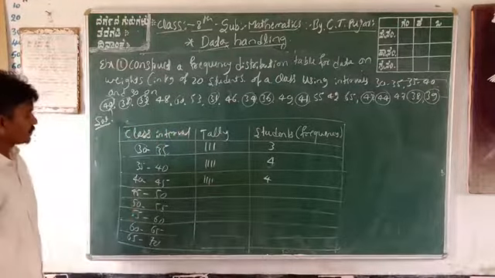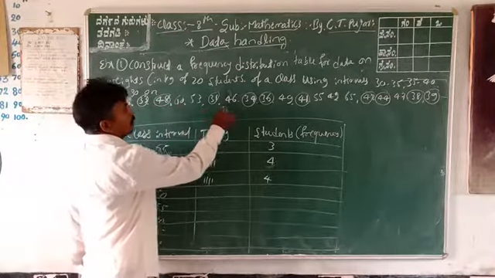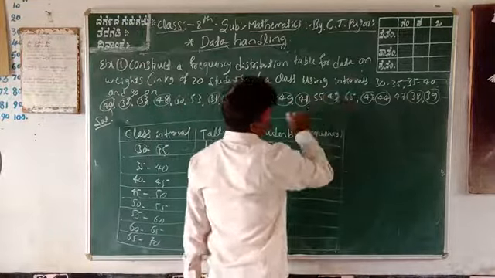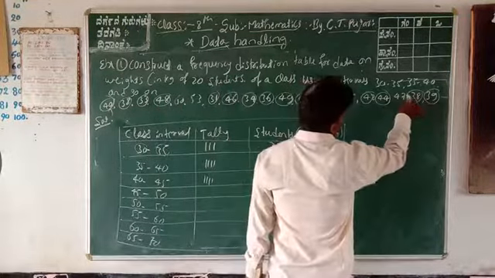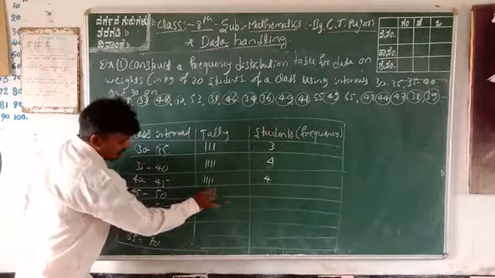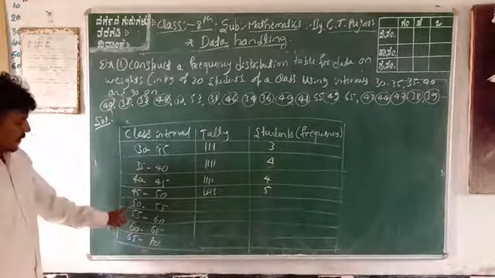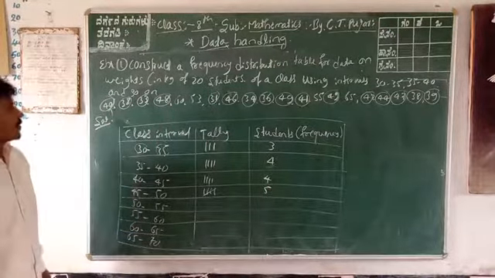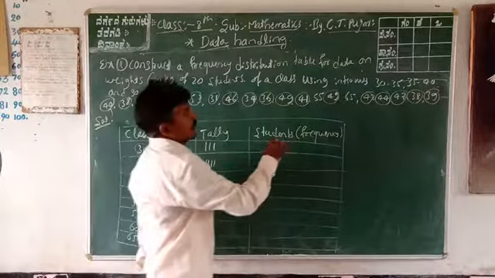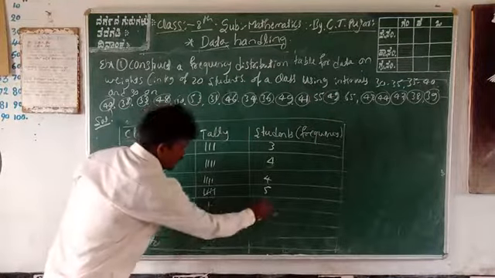Next one is what? 45 to 50. 1, 2, 3, 4, 5. 5 students. Write this line. Next, 50 to 55. 50 to 55 is what? 1. 55 is not here. Only 1 is there.